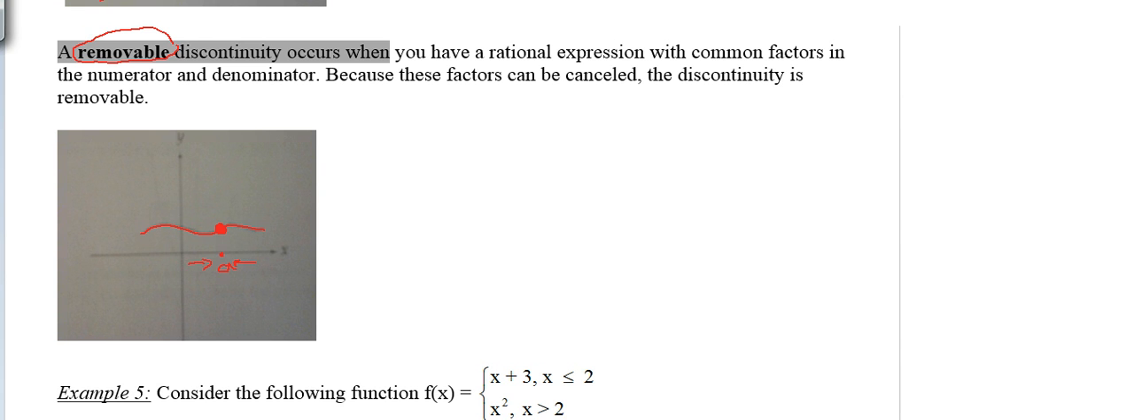Let's start. Example 5. Consider the following function f of x, and this is the figure of it, where f of x equals x plus 3 when x is less than or equal to 2, and x squared when x is greater than or equal to 2. So we have this point here. If it is less than or equal, what do we have? And if it is greater than, what do we have?